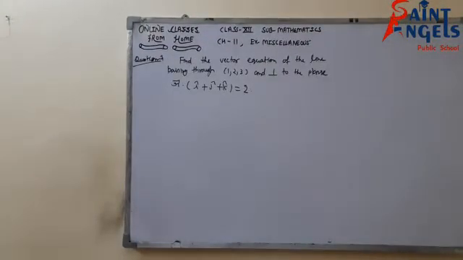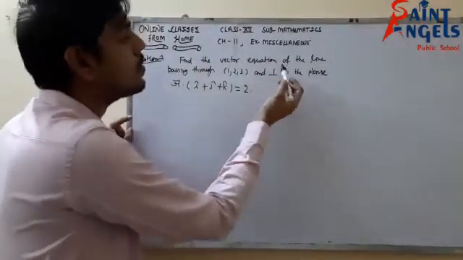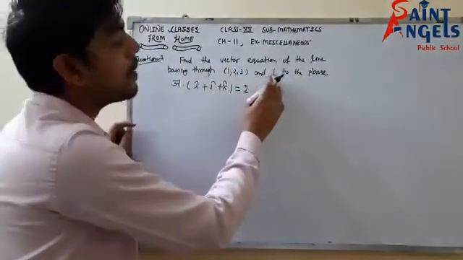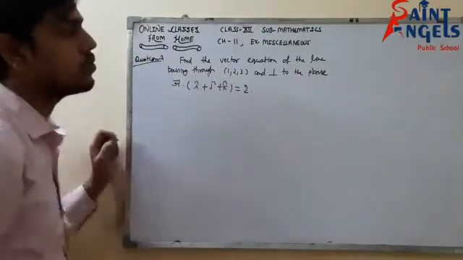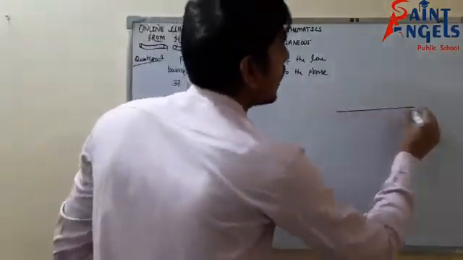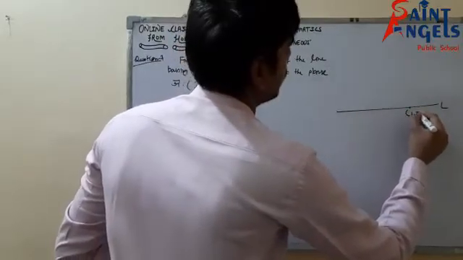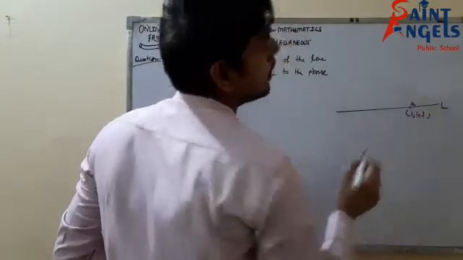Now look at question number 7. We have been asked to find the vector equation of the line passing through the point (1, 2, 3) and perpendicular to the plane r dot (i + j + k) = 2. So we have to find the equation of line L which is passing through the point (1, 2, 3). Suppose this is point A.